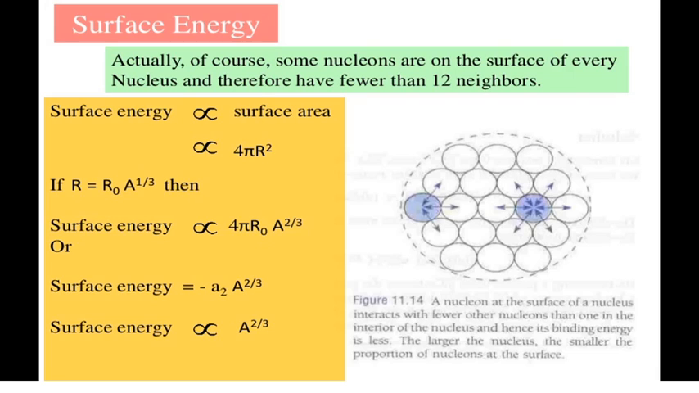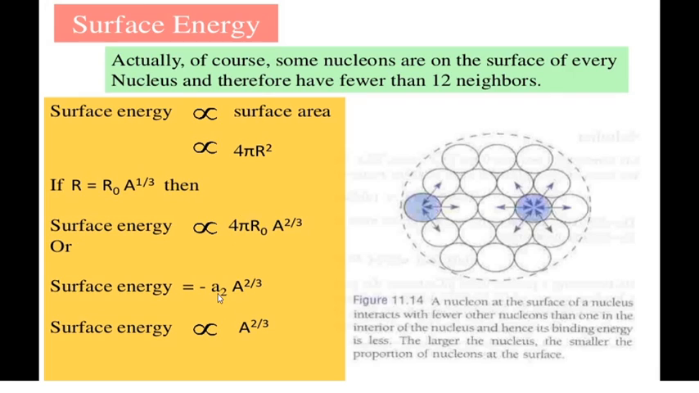So the energy due to the surface nucleons is given as surface energy. The surface energy is proportional to the surface area the nucleus contains. So we can substitute surface energy as proportional to surface area. If capital R is the radius, what is the surface area? It is 4 pi R squared. Now we know the equation for finding the radius capital R. It is R0 A raised to 1 by 3. So substituting that, what will you get? 4 pi R0 squared A raised to 2 by 3. So 4 pi R0 squared is a constant.